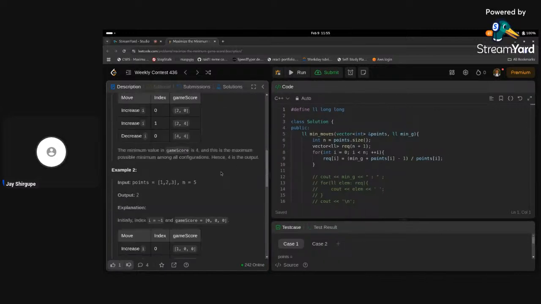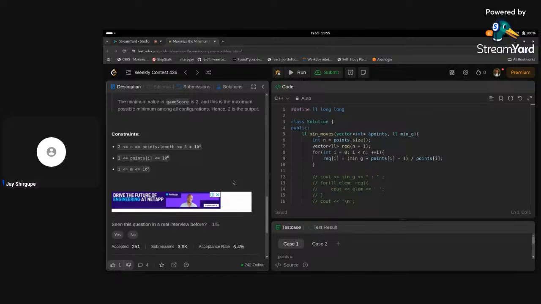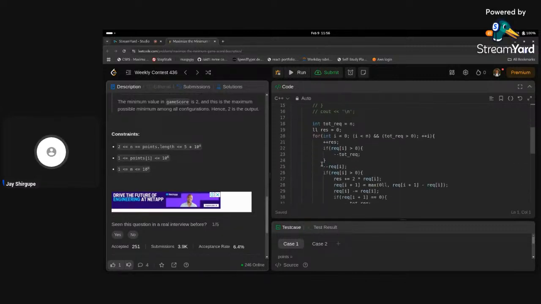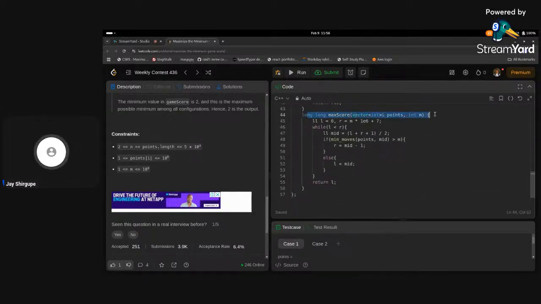So yeah, what would the time complexity for this look like? You would get a big O of n into log of the max value, log of 10 to the power 15. So if you look at what we are doing over here, we say, okay, what can be our maximum min value? That can be either 0, or in the worst case, you perform all the m operations on a single element. Now points of i can be up to 10 to the power 6. In that case, with m operations and 10 to the power 6, the maximum value of points of i is added to a single game score.